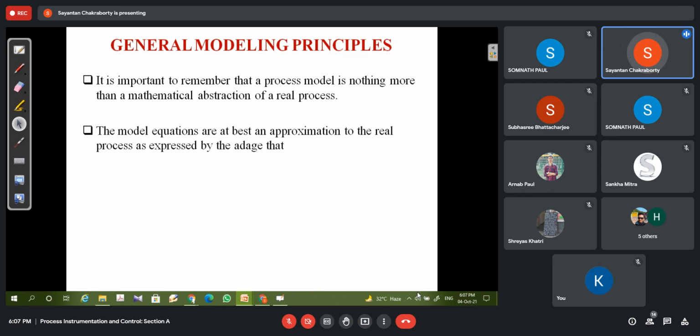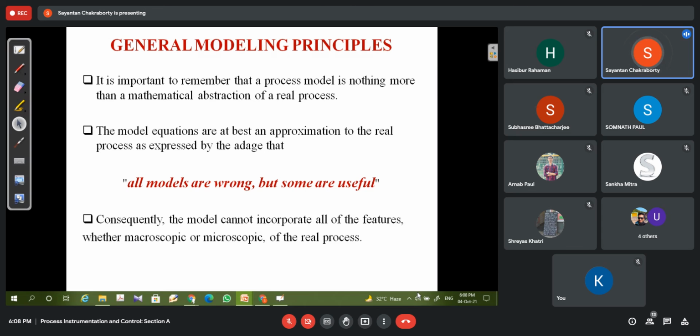And there's a saying, an adage, that the model equations are at best an approximation of the real process. You cannot represent any process by exact mathematical formulation. You always have to go for some approximation. And that is why it is said all models are wrong, but some are useful. It may seem a bit harsh, but if I rephrase this, all models are not correct, but some are useful. No model is fully correct, but some of them are useful.